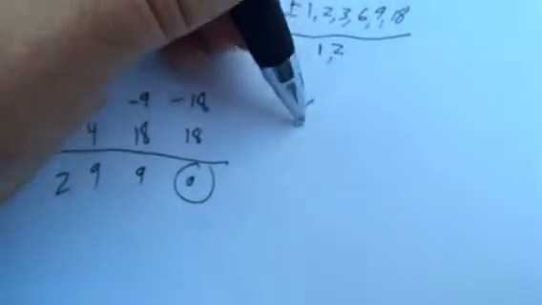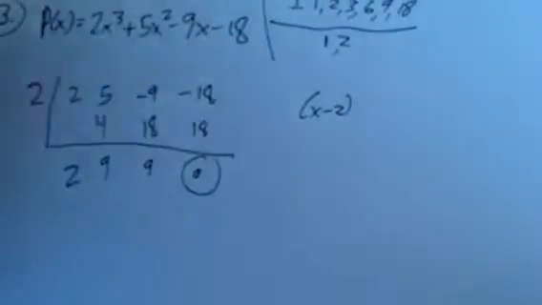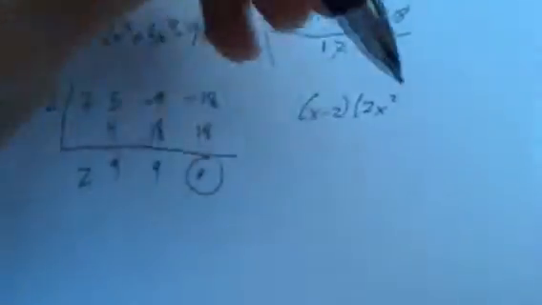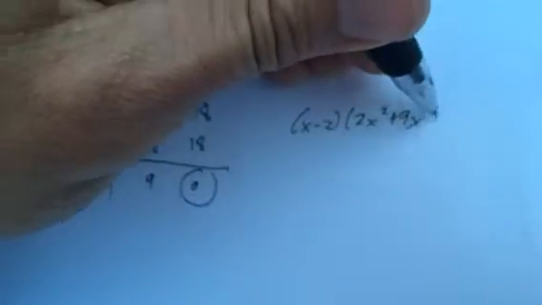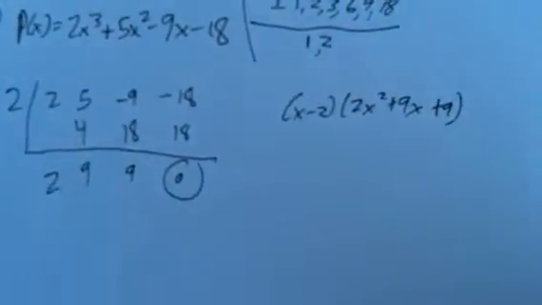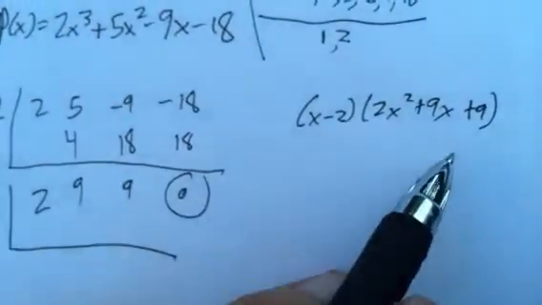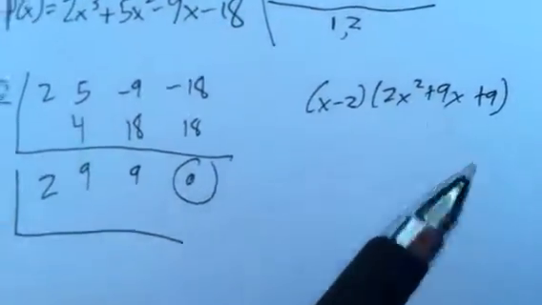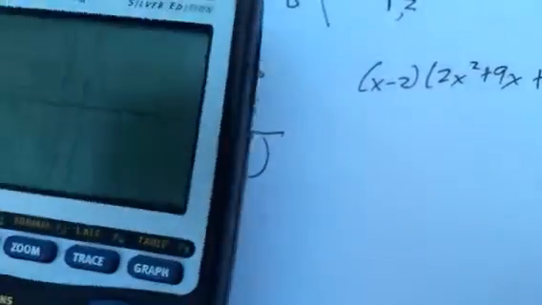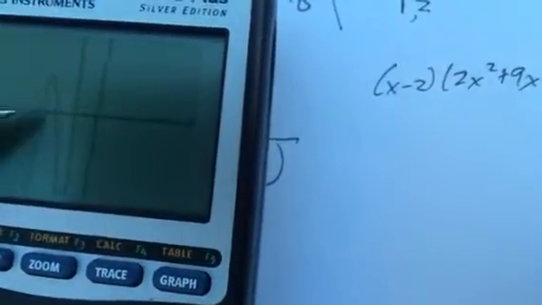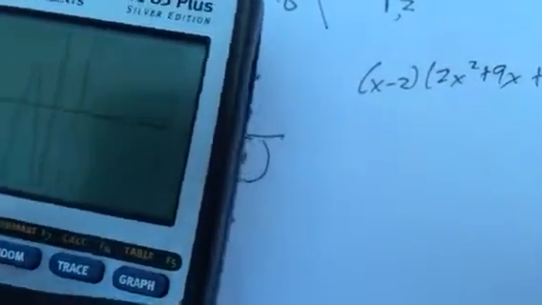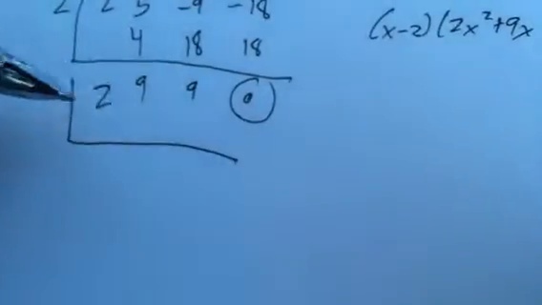And just for the record, what I did was I factored out an x minus 2, and I was left with a 2x squared plus 9x plus 9. So now that I have a quadratic, I could run it through the quadratic formula. I could try and factor that. It looked on my graph like I did have another 0 here at negative 3.